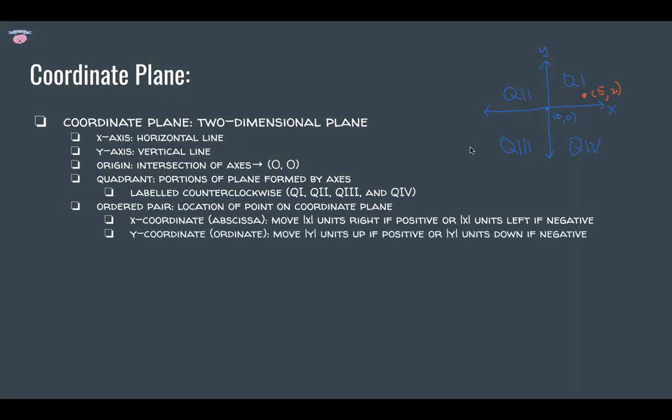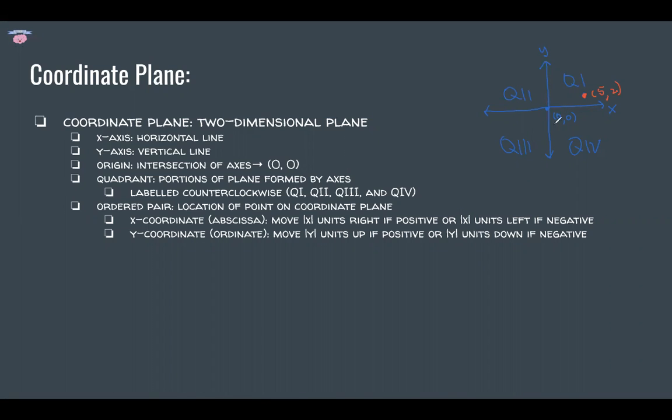And the y-coordinate or the ordinate, you move y units up if positive, or y units down if negative. So similarly, if we have 2, you move 2 units up since it's positive. But if we had negative 2, you would move 2 units down. And here's how we got (5, 2).